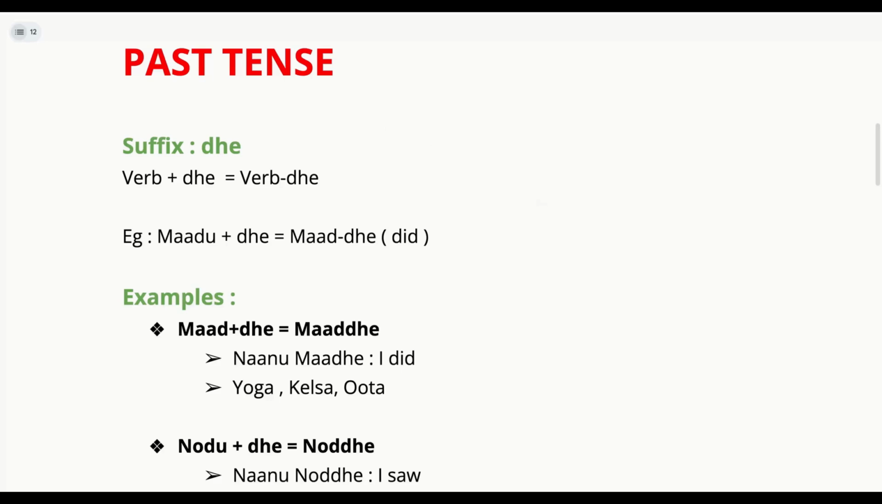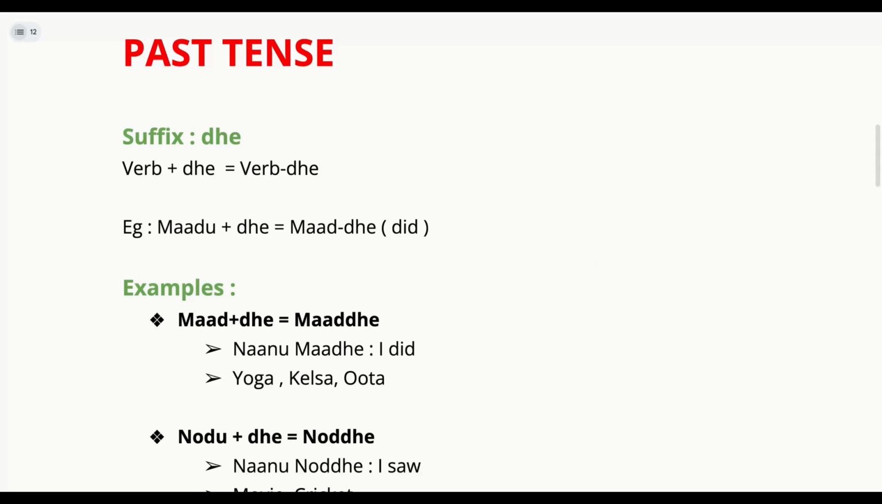Past tense is that which has already happened, right? For the past tense, the suffix is de. So we add this suffix de to the verb and it becomes verb de. For example, madu is the verb. We add this suffix de and it becomes madde. So, I did, past tense.